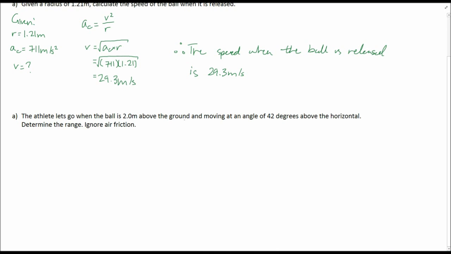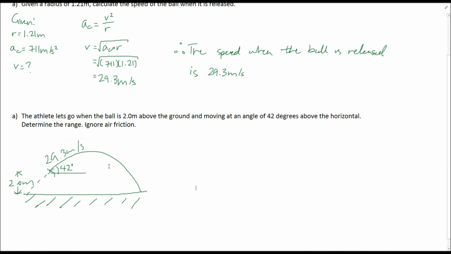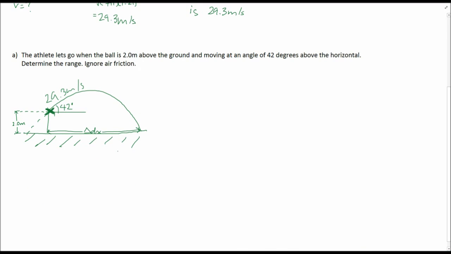The athlete lets go when the ball is 2.0 meters above the ground and moving at an angle of 42 degrees above the horizontal. Determine the range, ignore air friction. So first, I'm going to start out by drawing a diagram. This is the ground. This is where the ball is released. The path of the ball. So I've just fast forwarded the video a little bit. I've drawn a diagram, that's all.